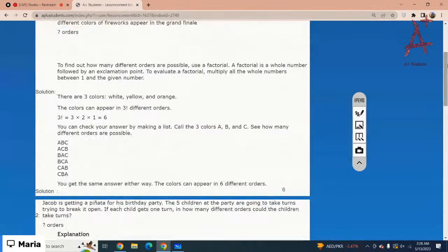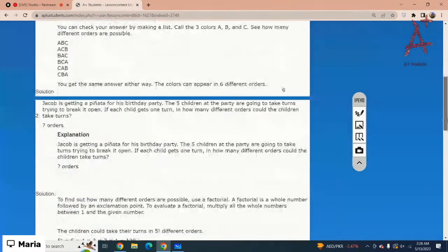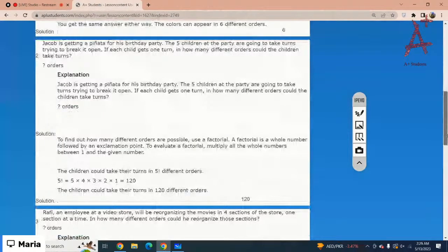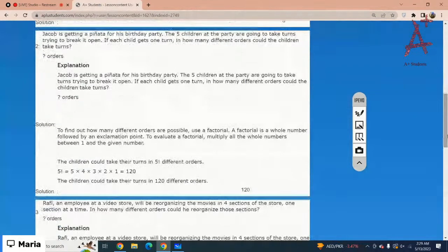Okay, the next one would be: Jacob is getting a pinata for his birthday party. The 5 children at the party are going to take turns trying to break it open. If each child gets one turn, in how many different orders could the children take turns?